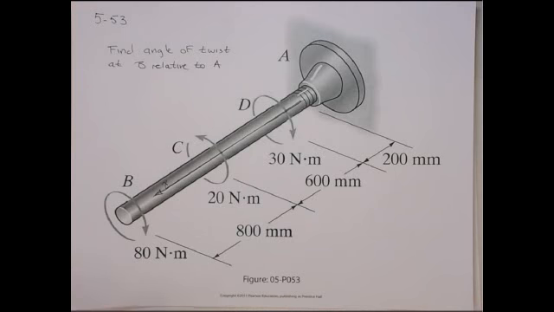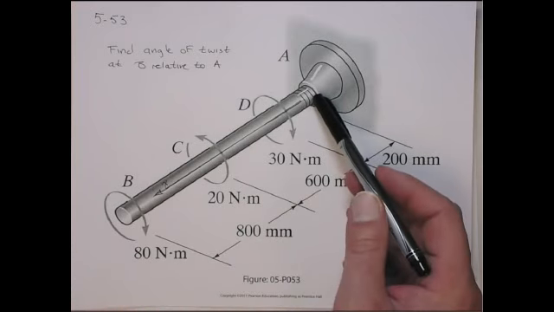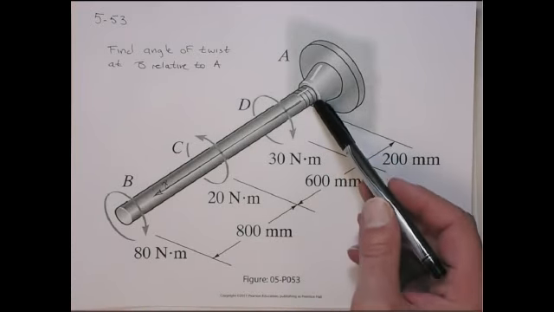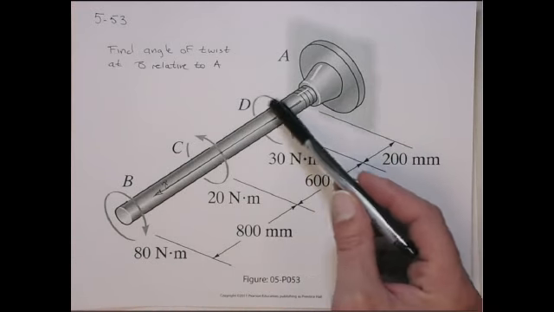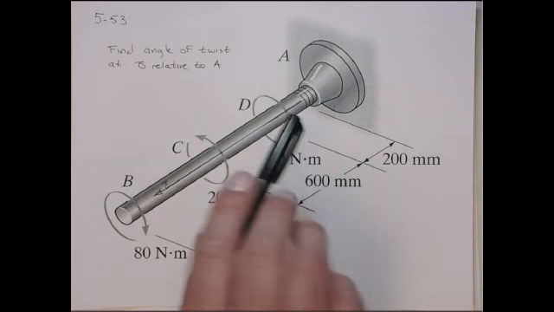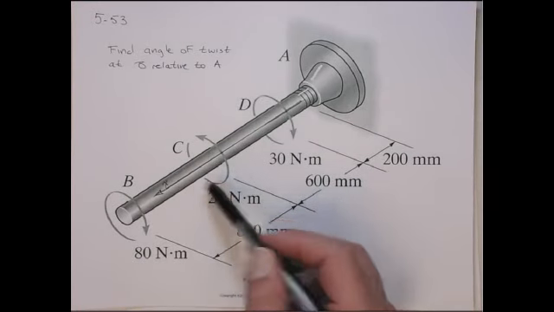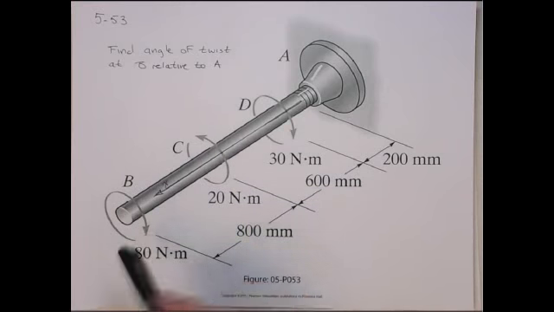It's pretty straightforward. Fixed here at A, let's assume, so the angle of twist here is 0. There's a torque applied to D, a clockwise torque. And then at C, a counterclockwise torque, and then at B, a clockwise torque.